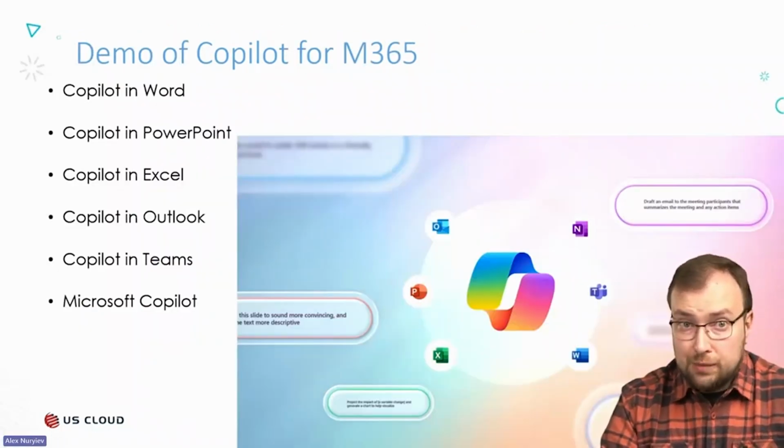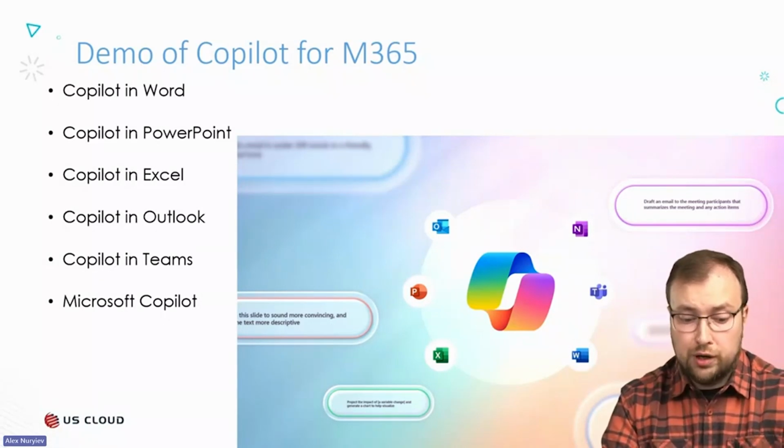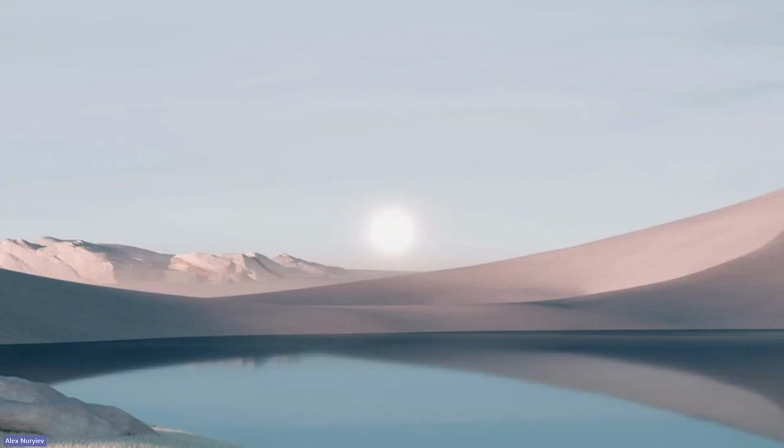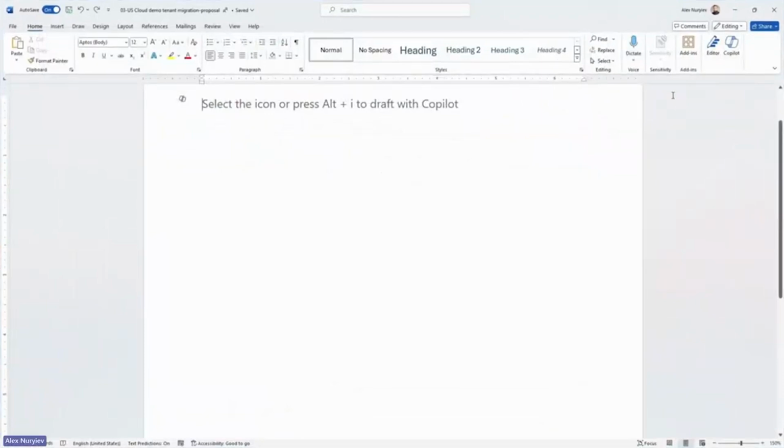Let's move on to the demo of Copilot in Microsoft 365 applications. I will show you Copilot in Word, PowerPoint, Excel, Outlook, and Teams. Copilot in Word. So we have a scenario where our customer wants to migrate their on-premises infrastructure into Azure. We have a meeting with them in about 15 minutes, and I need to create a proposal and presentation. I have to get this proposal done in 15 minutes.